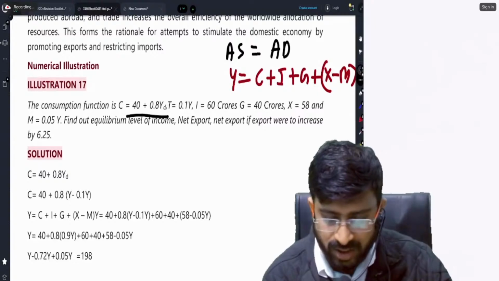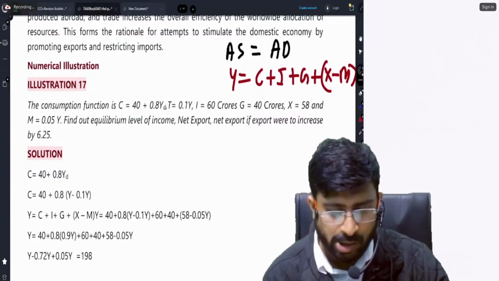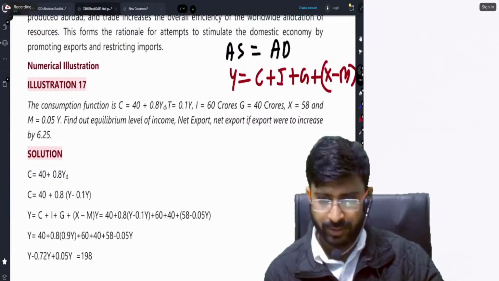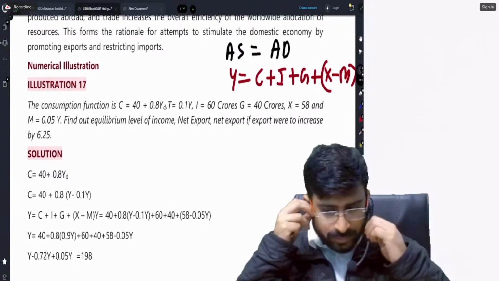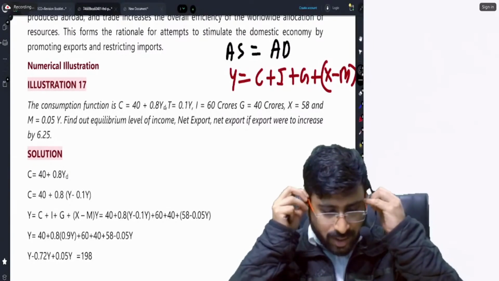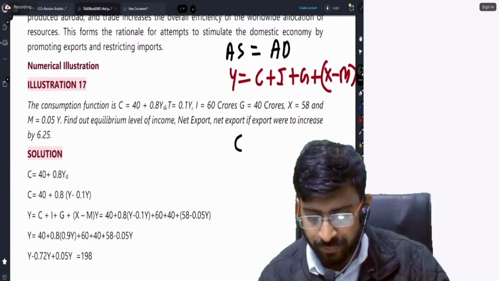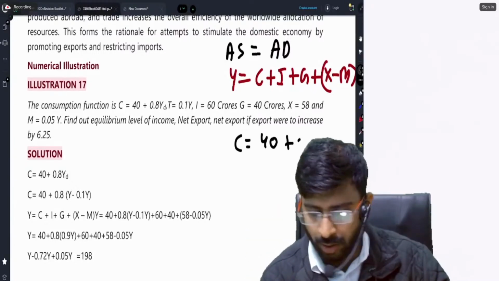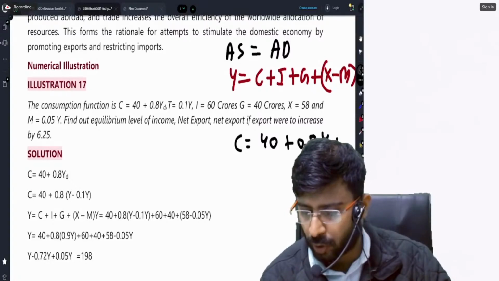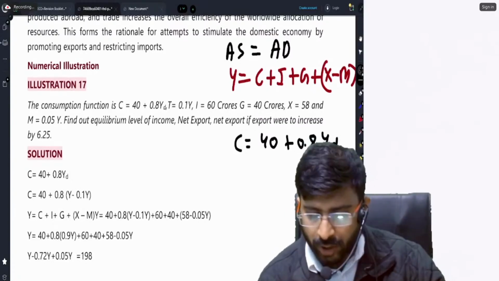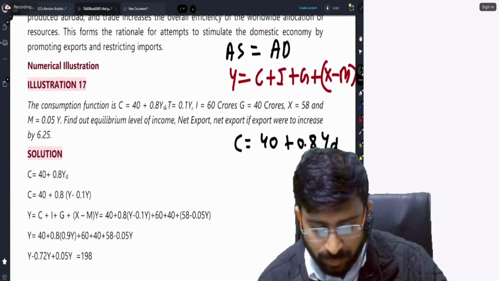The consumption function is given as this. Find out the equilibrium level of income, etc. So pay attention, everyone. Now, everyone, you have been told C equals 40 plus 0.8Y, where Y is disposable income.